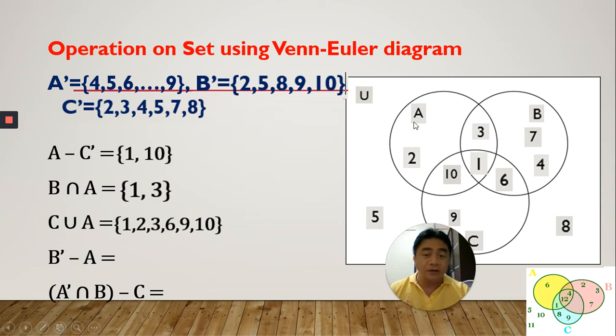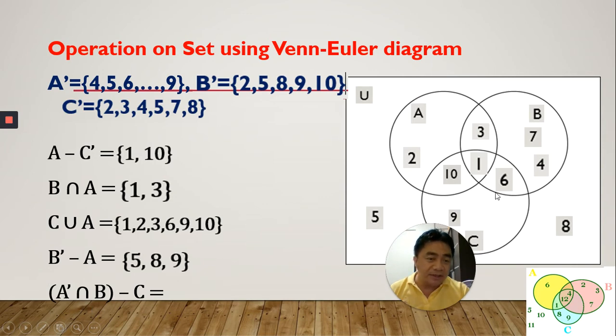So therefore, the resulting elements for this are 8, 9, and 5. Okay? 5, 8, 9. Now for this, A prime intersect with B and subtracted to C. So we're going to figure out this first inside the bracket. That is A prime intersect B.